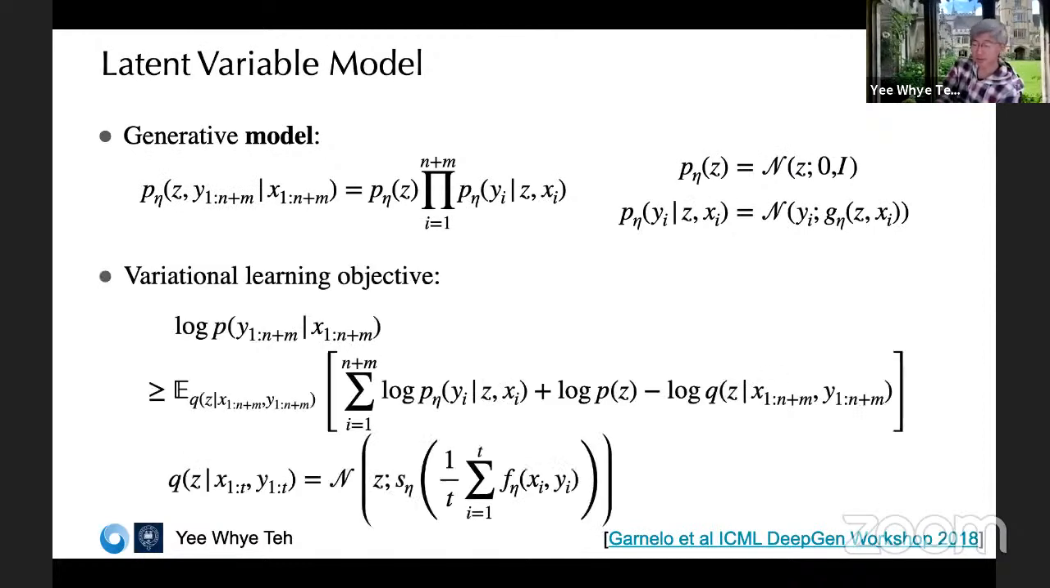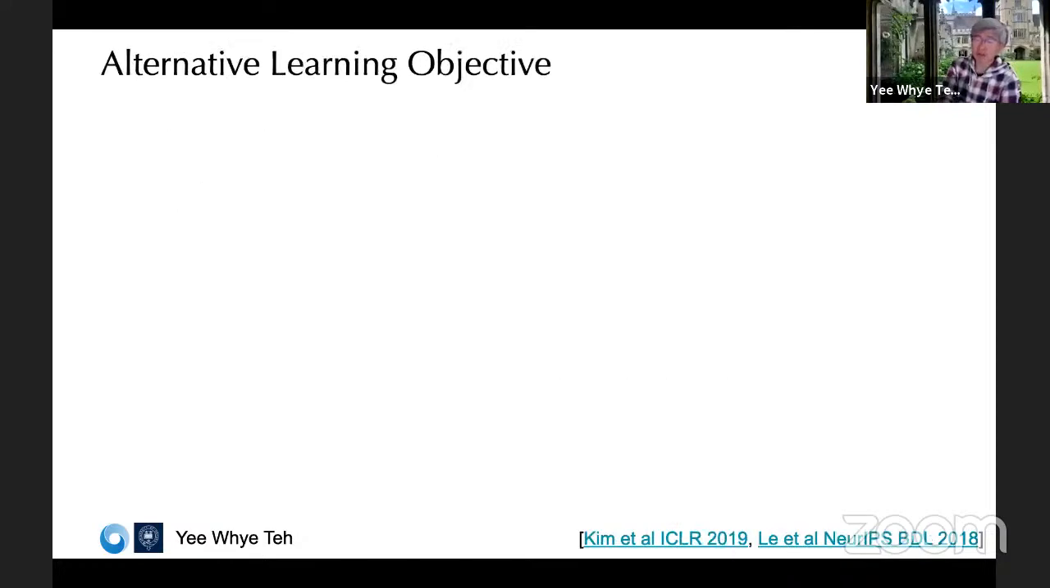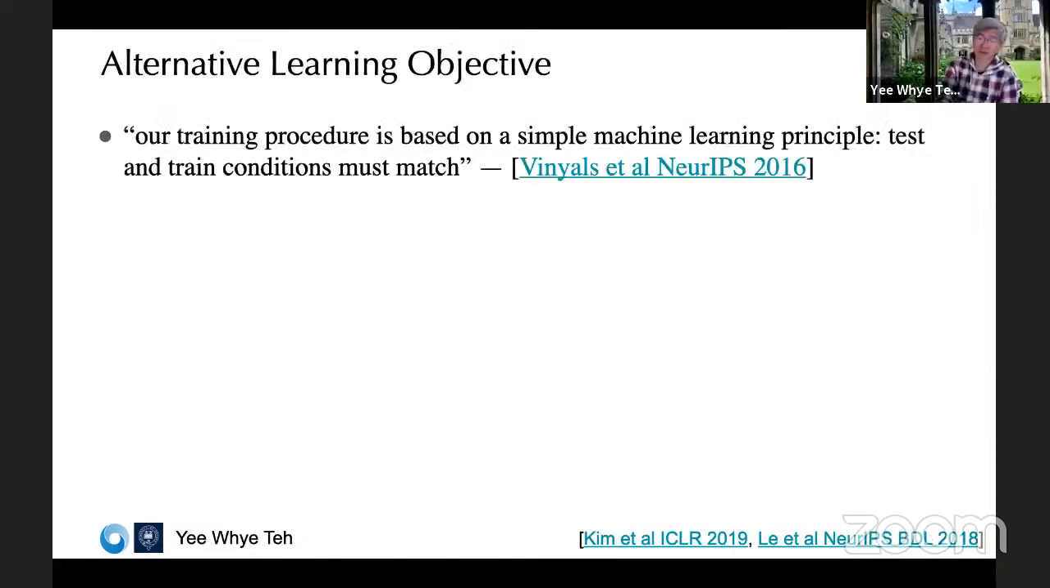And this is a completely sensible variational objective function which we can optimize. Unfortunately, there's one thing which it doesn't satisfy, which is this tenet of meta learning, where we want our meta learning procedure to be based on this principle that the test and the train conditions must match, right? And during test conditions, we are basically given a test task. We are only given the training data and would like to make predictions on the test data.